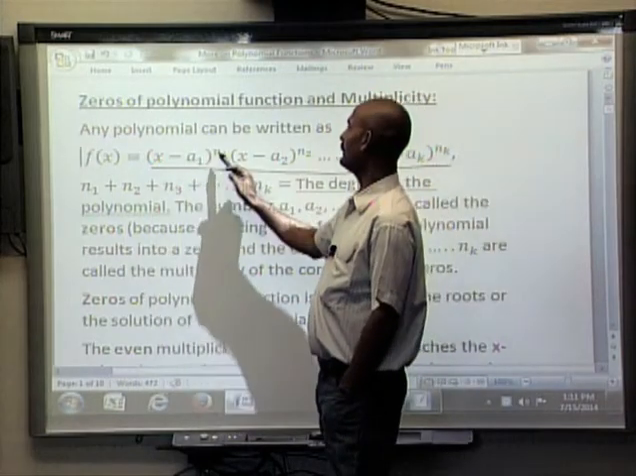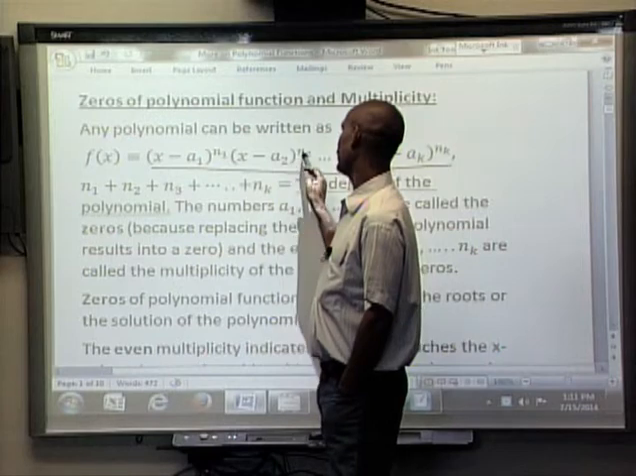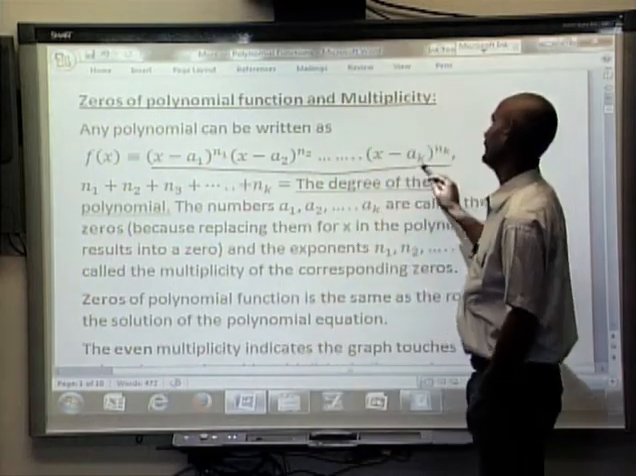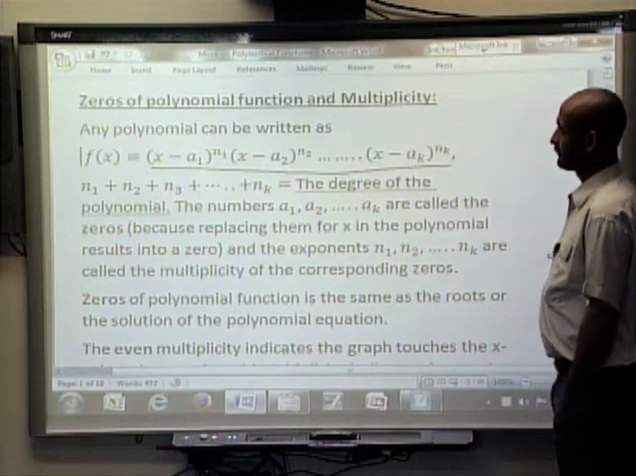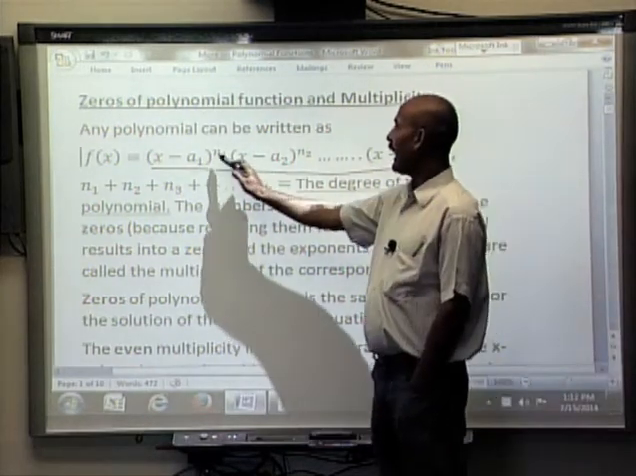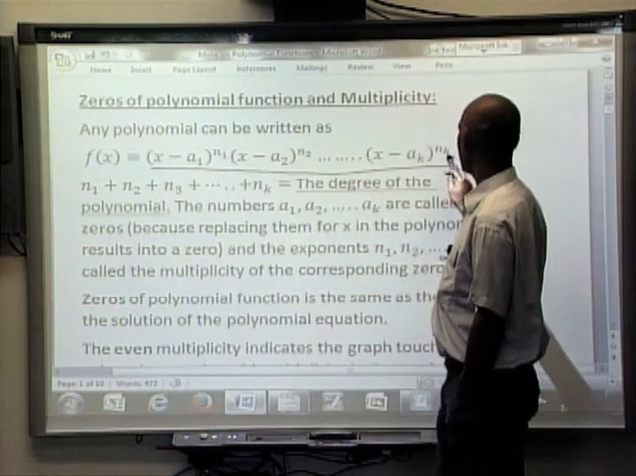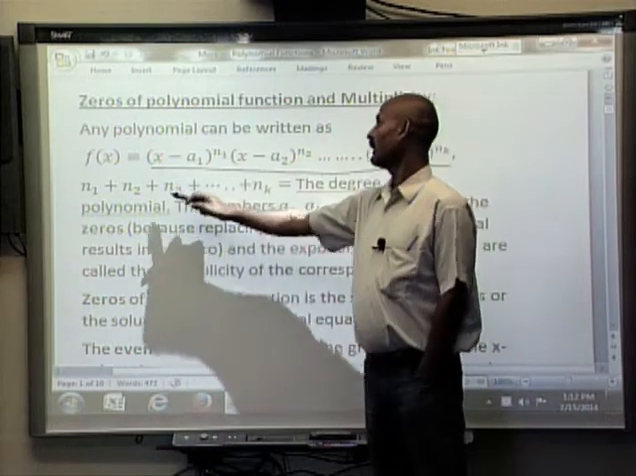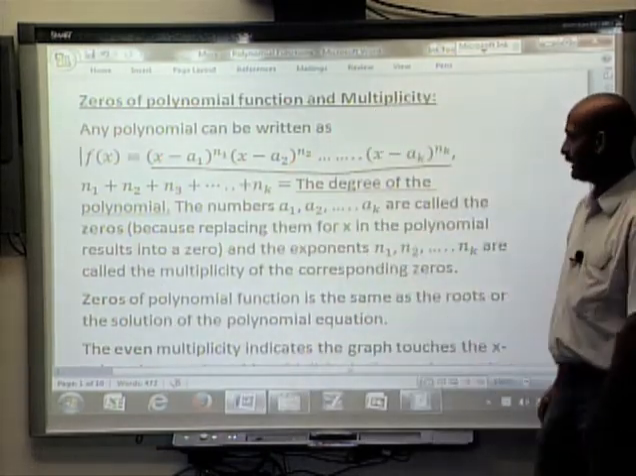This is a factor and this is the exponent of the factor, another factor and the exponent of the second factor, and so many such factors, so many exponents. Well, what should happen is if we add the exponents n1 plus n2 plus up to nk, then we should get the degree of the polynomial.